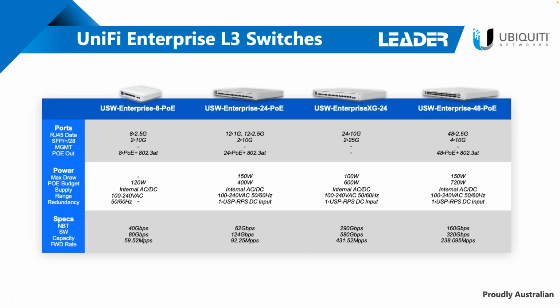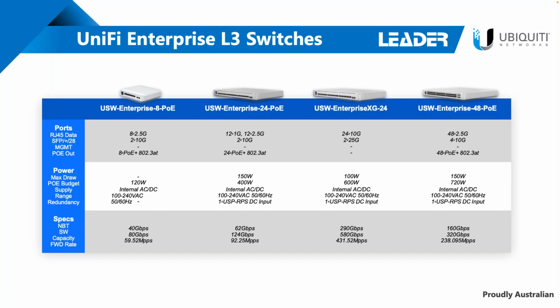The enterprise switches do come in 8-port, 24-port, and 48-port variants. Those are the most popular sizes. And then the biggest change that you'll notice there is that the enterprise switches come with 2.5 gigabit per second Ethernet. Extremely, extremely important, and we'll talk about that in a moment.